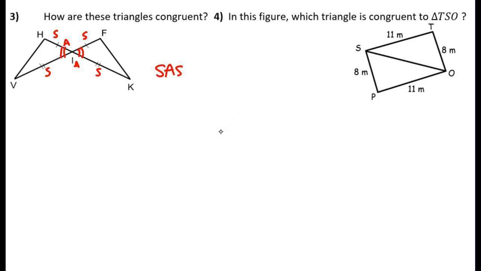In number 4 it says, in this figure, which triangle is congruent to TSO? So it went from T to S to O. Well, T matches up with P, so it would be triangle P. So I went from T to S, so I need the 11, so this is P to O, and then finally to S, so triangle POS.